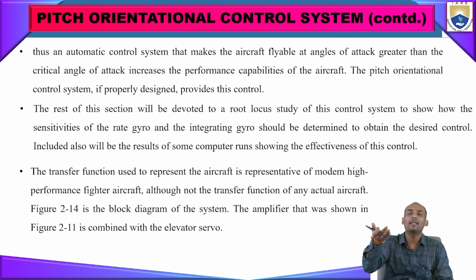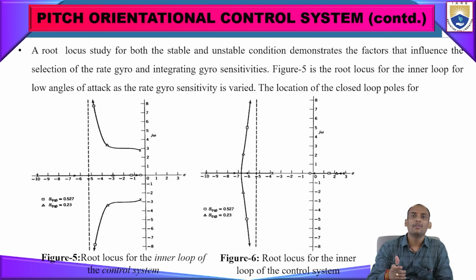So that study we can do with root locus only. The transfer function used to represent the aircraft is representative of a high performance aircraft, although the transfer function of any aircraft can be designed with root locus. See here, for a different aircraft, there is a root locus for an inner loop of the control system, and a root locus for an outer loop.